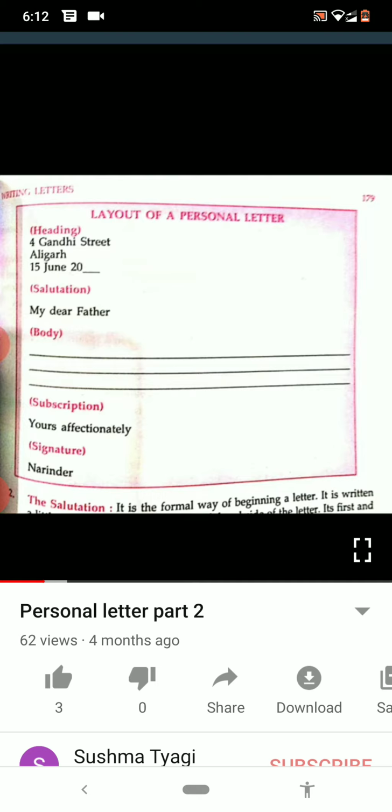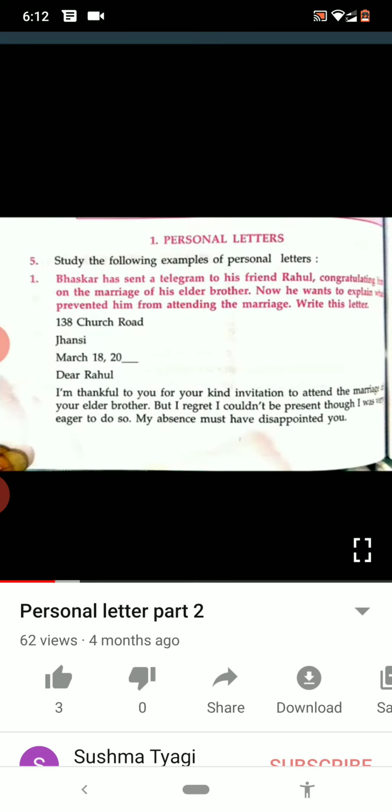So we have discussed that the main parts are heading, salutation, body, subscription, and signature. Right, one superscription was also there, but it was on the envelope. Now let us today discuss some language on how to write a personal letter. Let us see some demo. Okay, now see here, personal letter number one.